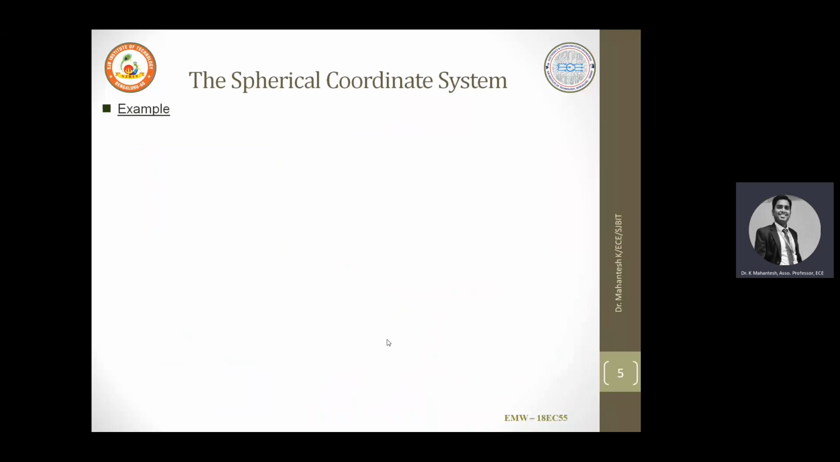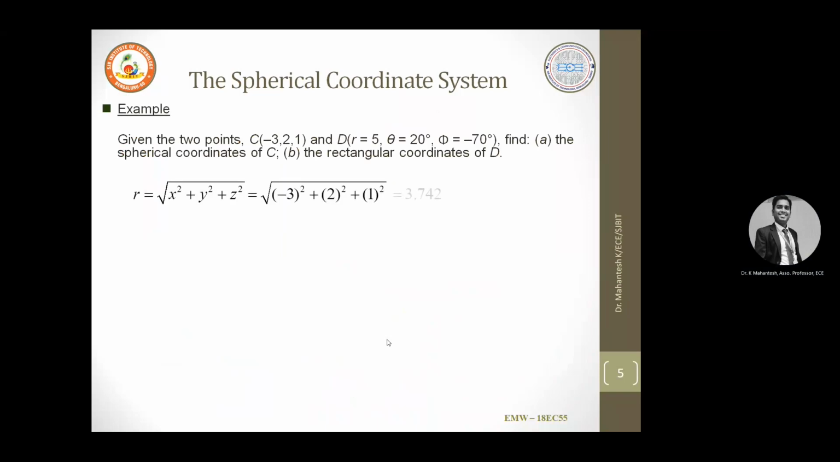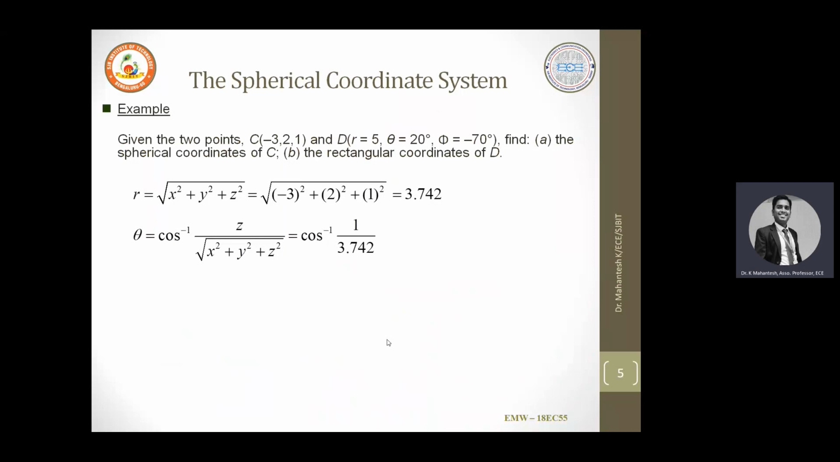This was the example which you have done in a previous video. We found the spherical coordinates of C and the rectangular coordinates of D. C was given in the rectangular coordinate system and we calculated the coordinate values in spherical coordinates, and D was given in the spherical coordinate system. We obtained the values of coordinates in the rectangular or Cartesian coordinate system using the following equations.